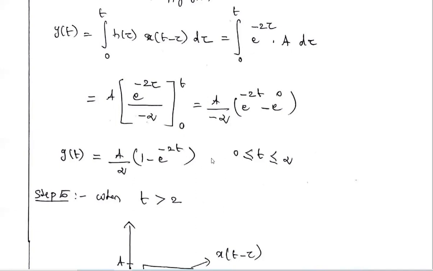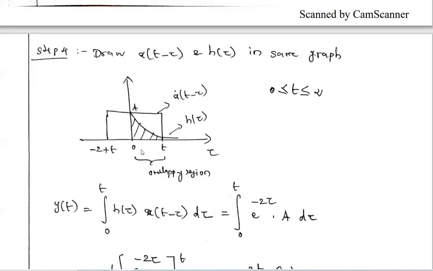So this is the answer for the response of the system whenever that amount of shift t is in between 0 to 2. That is, whenever the amount of shift t is in between 0 to 2, this signal x of t minus tau is partially overlapped with this h of tau. Okay, so at the time the overlapping interval is 0 to t. This is the one case.